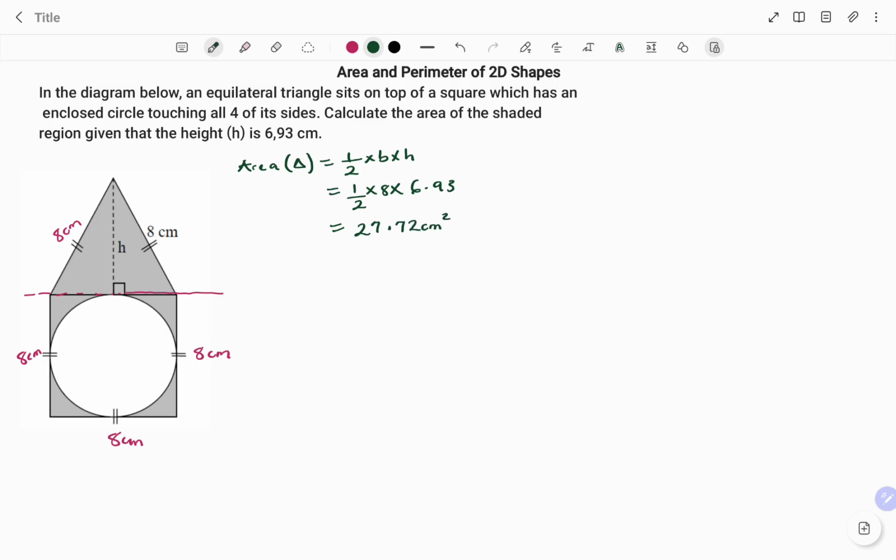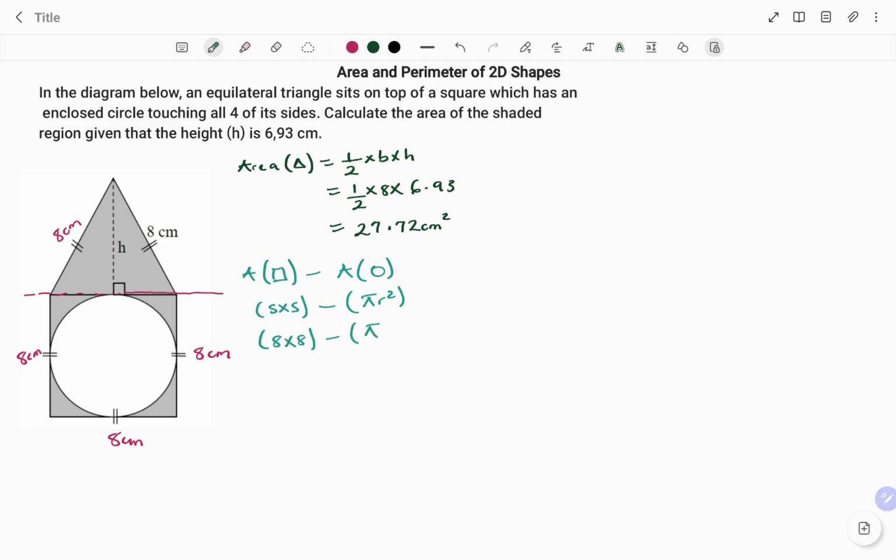centimeters squared. To find the area of the shaded portion below, it's going to be the area of the big shape minus the area of the small shape. The big shape in this case is a square, and the small shape is a circle. So to find the area of the shaded region below, I have area of the square minus area of the circle. The formula for finding the area of the square, that's side times side. So I have that as side times side minus area of the circle, pi radius squared. The side of the square is given as 8, so I have 8 times 8 minus pi.